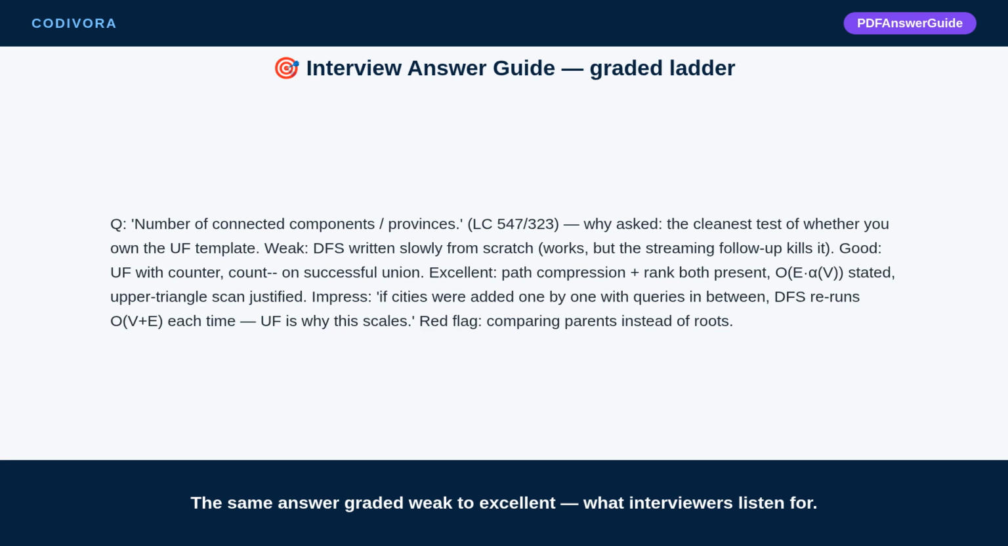Question, accounts merge. LC 721. Weak. Pairwise comparing accounts, O of n squared, set intersections. Good. Union accounts sharing an email via an email to first owner map. Excellent. 2 clean phases. Union, then group every email under find owner, plus sorted output and the honest cost, alpha times the email count, plus the final sort. Naming this entity resolution is the senior move.